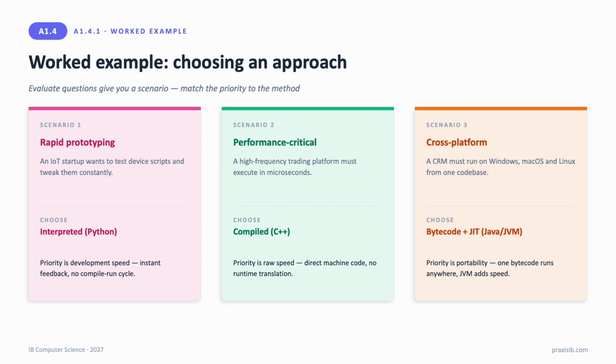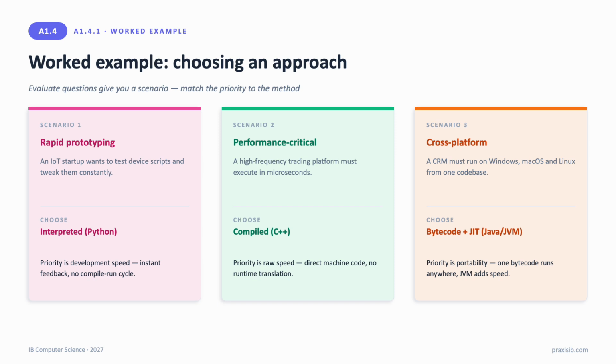Here is scenario 2. A high-frequency trading platform must make trades in microseconds. So the priority is raw speed. Nothing else matters as much. So the answer is a compiled language, like C++. It runs as direct machine code. There is no translation while it runs.